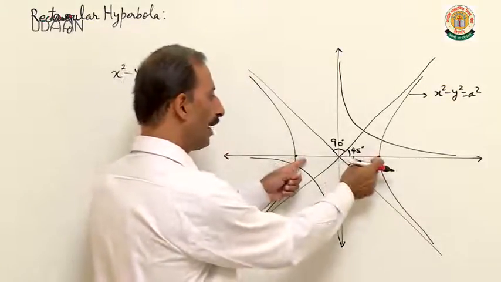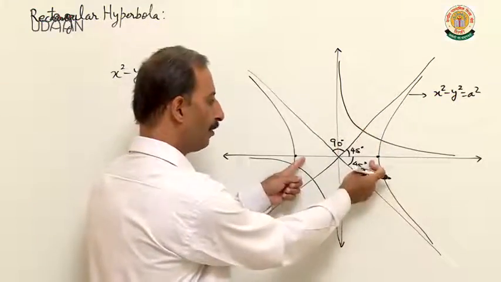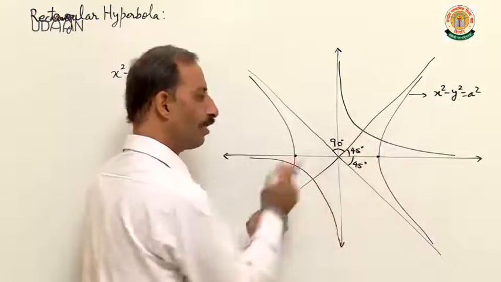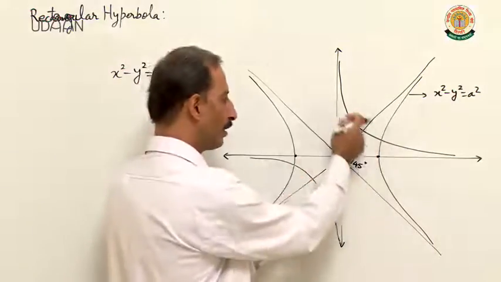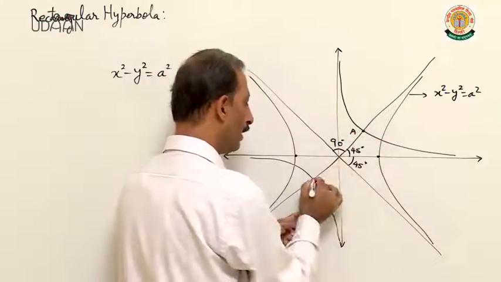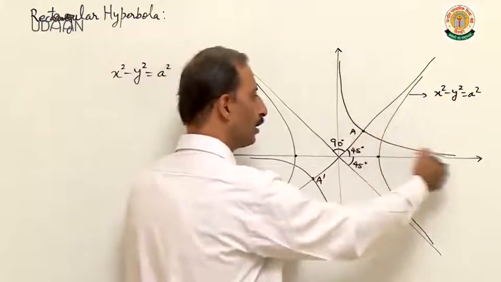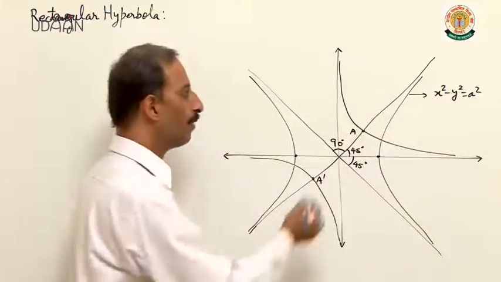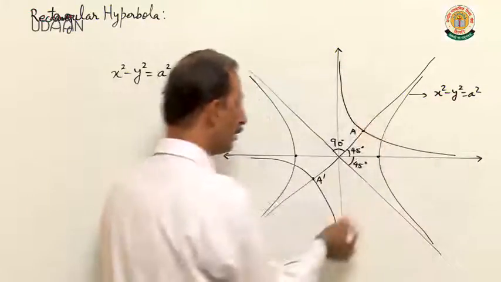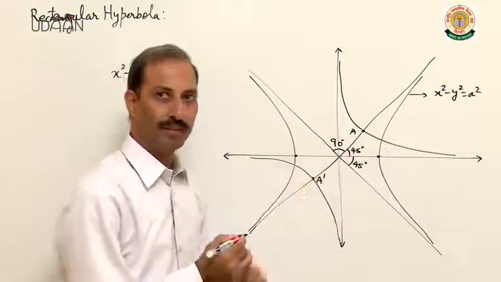Now when we rotate this through an angle of 45 degrees, this one also rotates, keeping the origin fixed, and we are rotating this through an angle of 45 degrees. These are the new vertices of this rectangular hyperbola. We have to find out the equation of this rectangular hyperbola. We are rotating through an angle of 45 degrees.